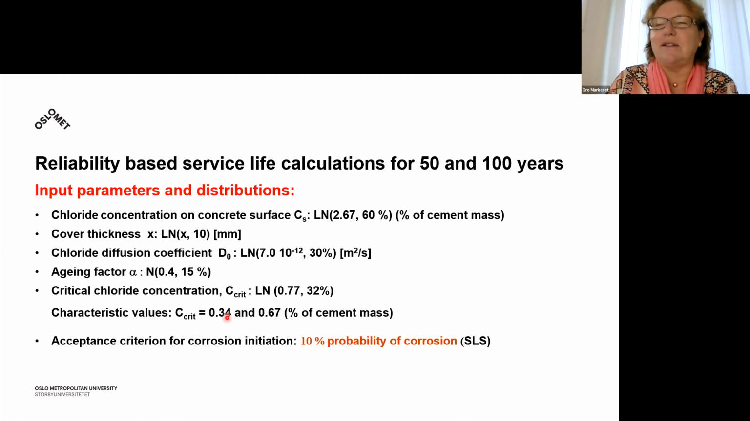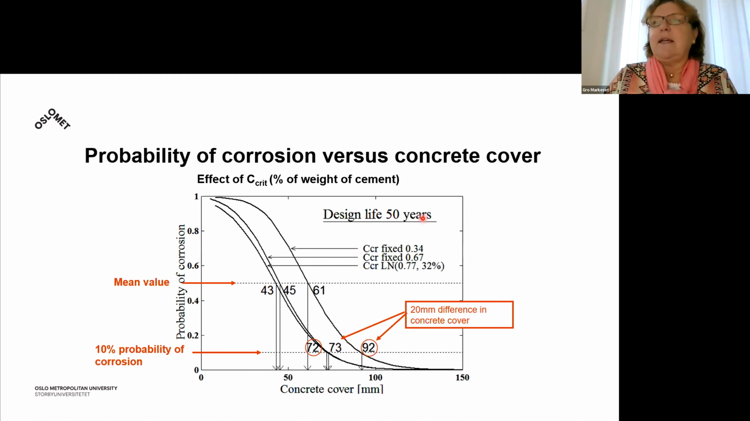And we often use a 10% probability of corrosion, which is the serviceability limit state criterion for the acceptance of corrosion initiation. So some results. Here we are showing the probability of corrosion versus the needed concrete cover to achieve 50 years service life.